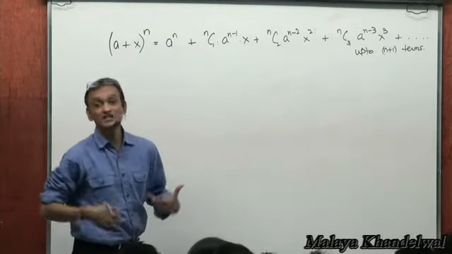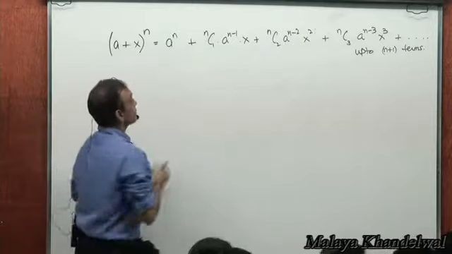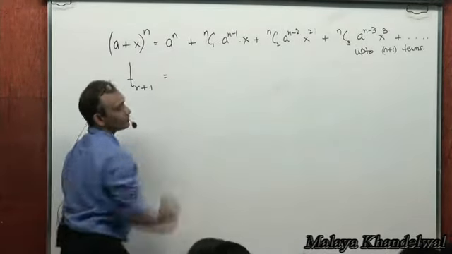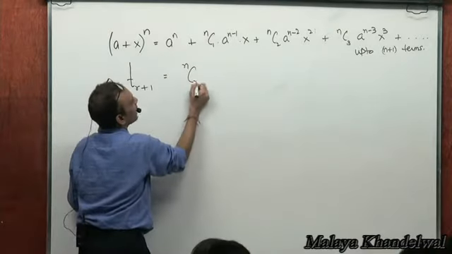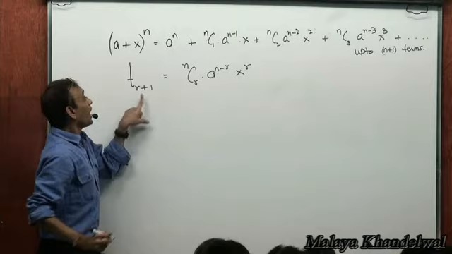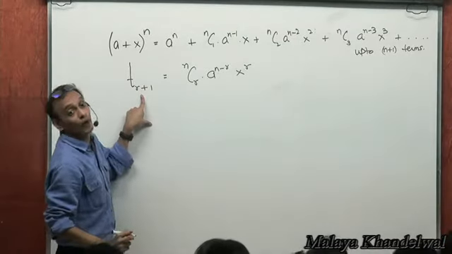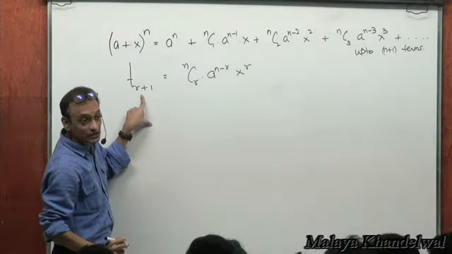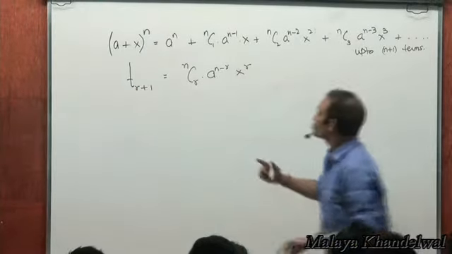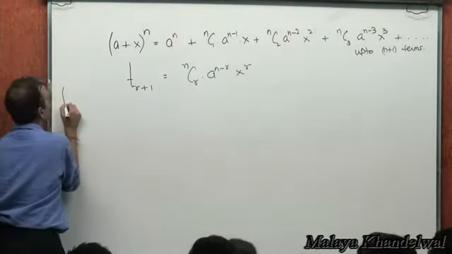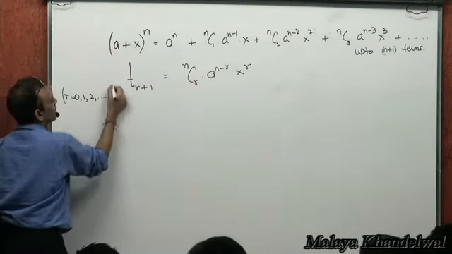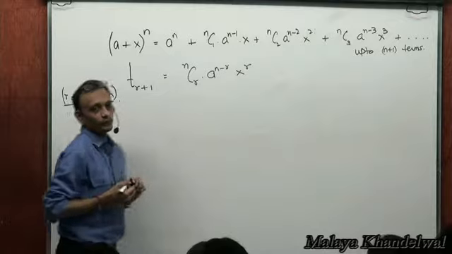The (r+1)th term in this expansion is going to be nCr a^(n-r) x^r. r equal to 0 will give me the first term, r equal to 1 will give me the second term, r equal to 2 will give me the third term, r equal to n will give me the (n+1)th term, right? So when I vary r from 0 all the way to n, I get all the terms. Yes or no?